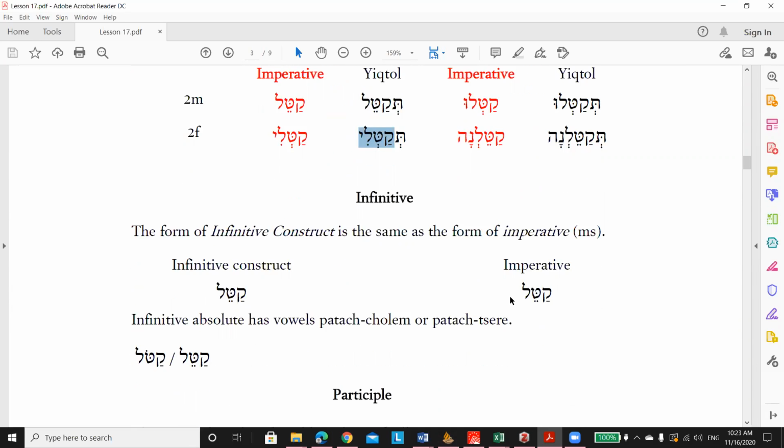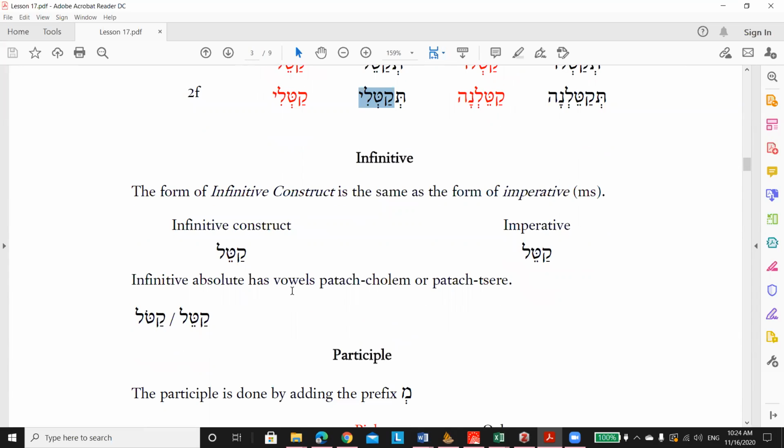The only thing that we need to remember is that the infinitive construct usually doesn't occur in the pure form. Usually it has either a prefix or a suffix, so it will be much easier to distinguish it from the imperative. Infinitive absolute has two forms, qattol and qattel, but I need to tell you that it doesn't occur very often, so it's a very rare form.